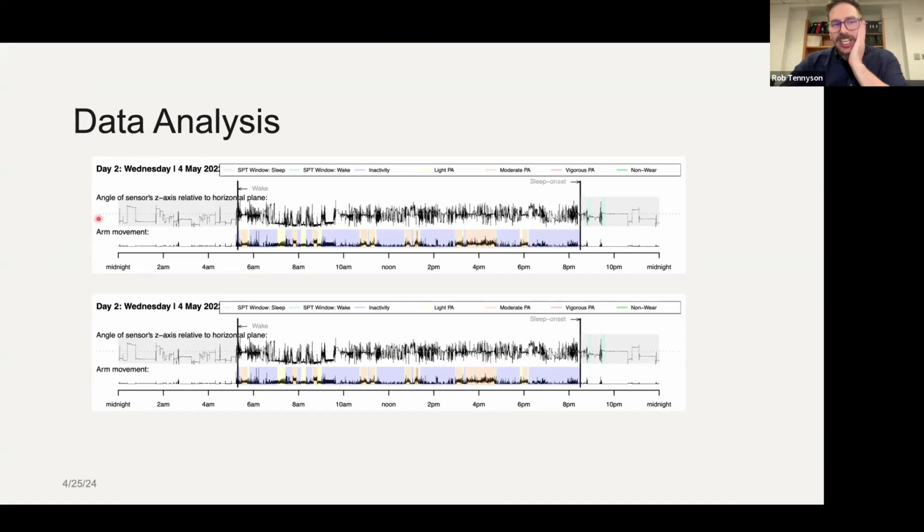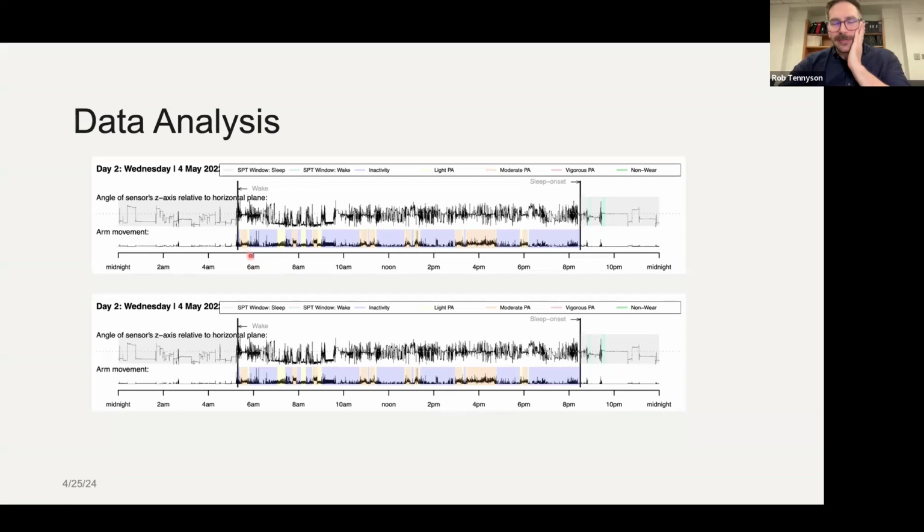So here you can see that it has both a measurement of the angle of the z-axis to a horizontal plane, and it's using gravity to sort what angle it is and what is horizontal. It also has arm movement, which is just the change in location. And then you can see the graphs of the movement of these two variables changing throughout, as well as some immediate categorization of different activities.